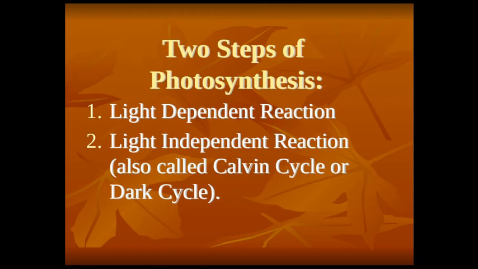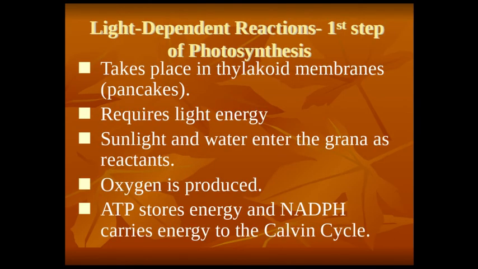So like I mentioned just a second ago, the two steps are the light dependent reaction and also the light independent reaction. We also call that the Calvin cycle, and sometimes it's called the dark cycle. So we're going to look at the light dependent reaction first. And this is the first step of photosynthesis. And being light dependent, it requires light.